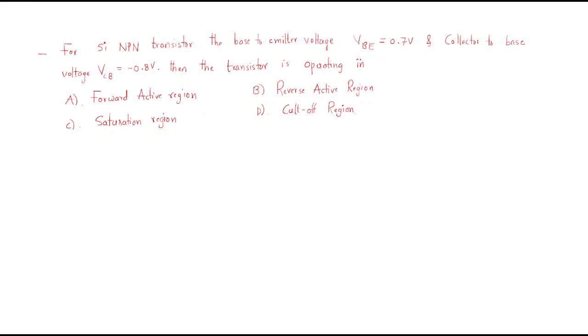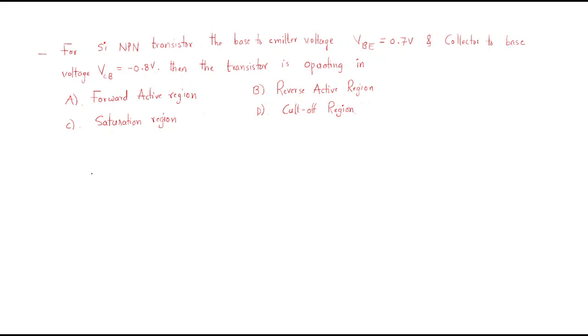the base emitter voltage VBE equals 0.7 volts and the collector to base voltage VCB equals minus 0.8 volts. Then the transistor is operating in A. Forward active region, B. Reverse active region, C. Saturation region, D. Cutoff region. He is asking which region it is. So here first, the given transistor is an NPN transistor, that is okay.